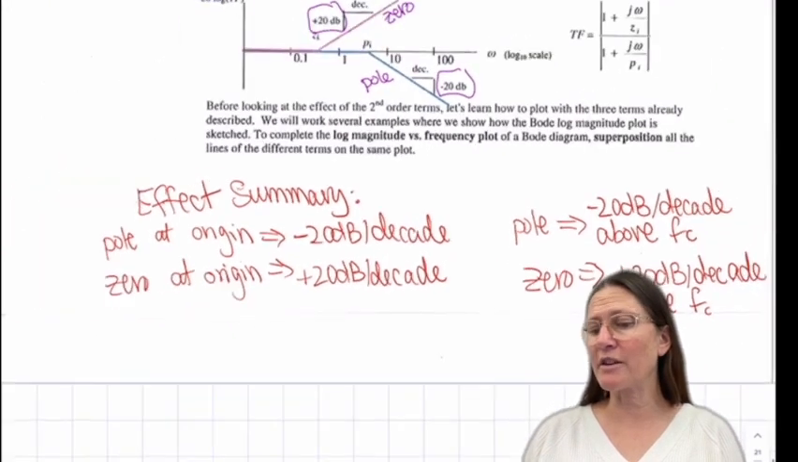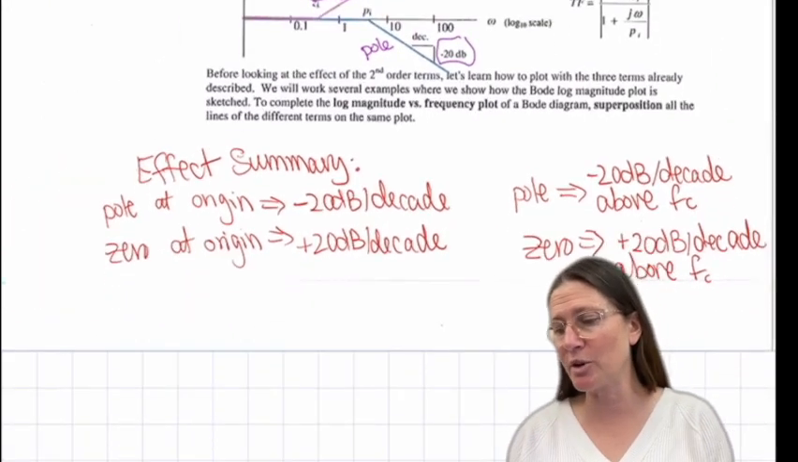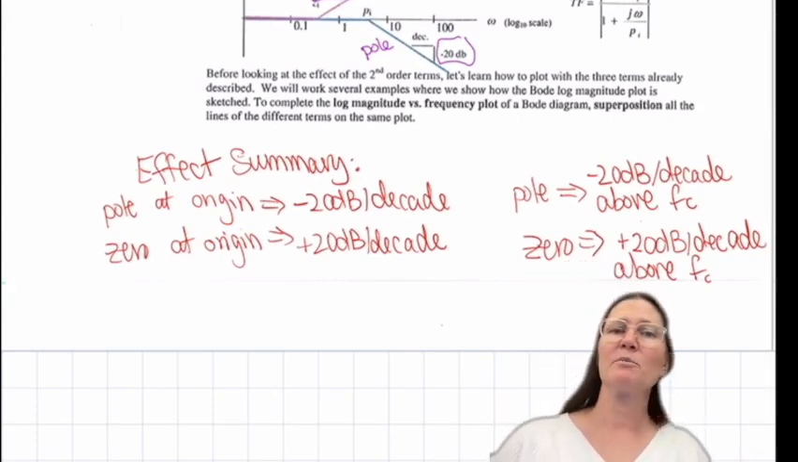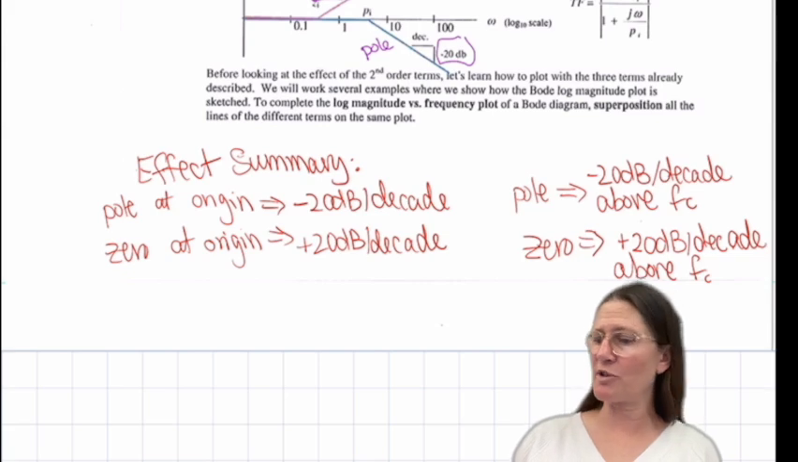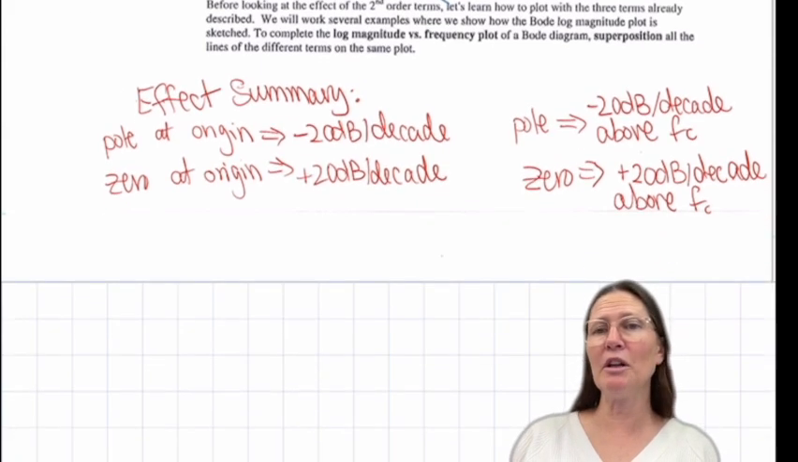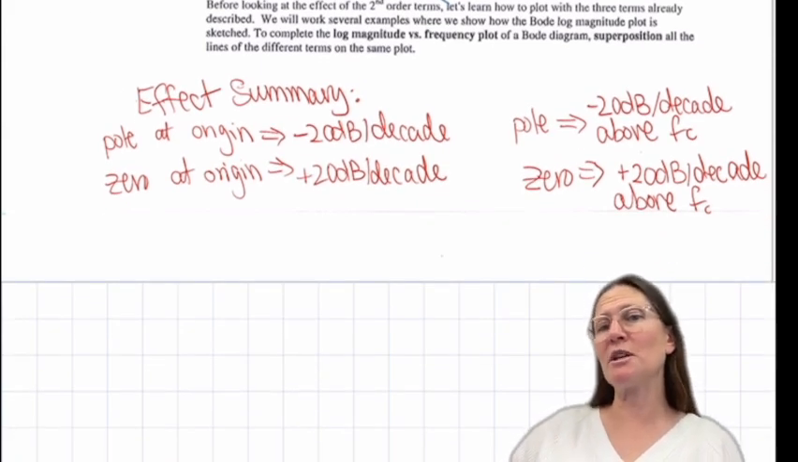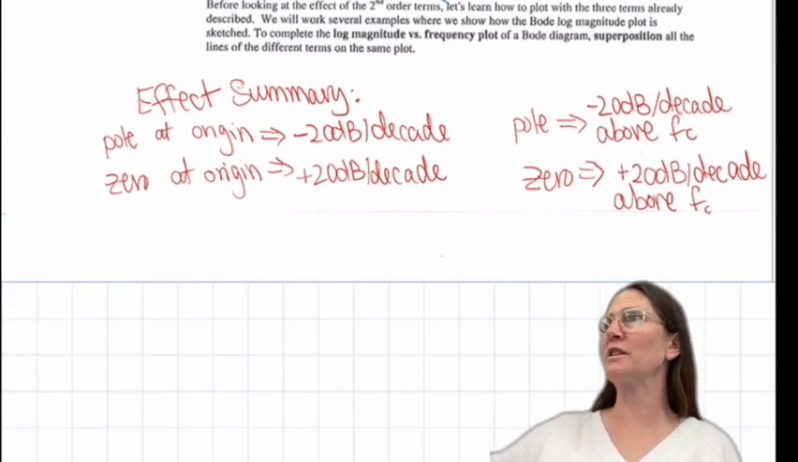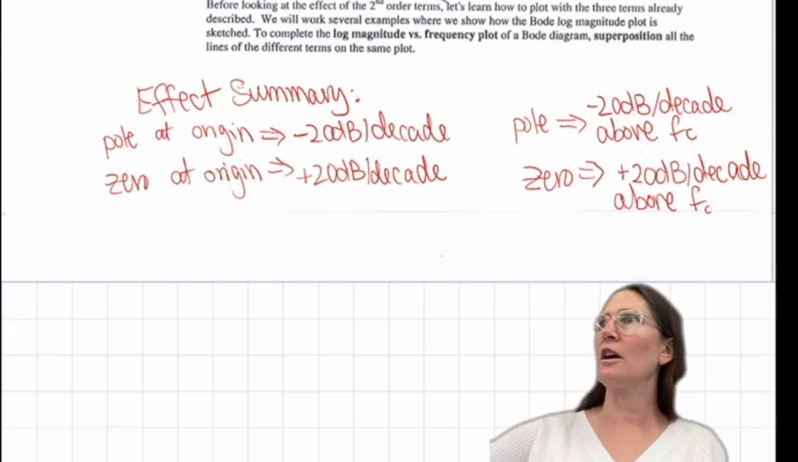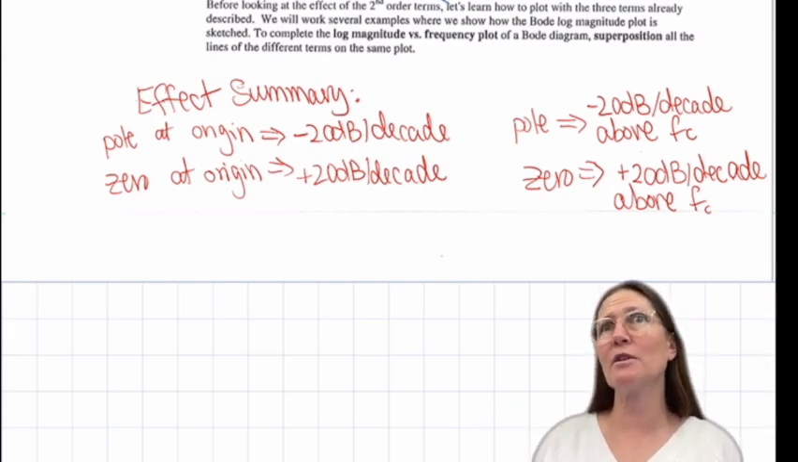All right, so the effect summary is if you have a pole at the origin, you have minus 20 dB per decade, and a zero at the origin, plus 20 dB per decade. For a pole, it's going to be minus 20 dB per decade above the frequency at its break frequency or critical frequency, and then the pole will go down.